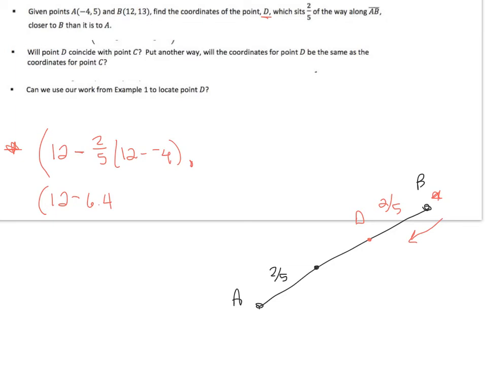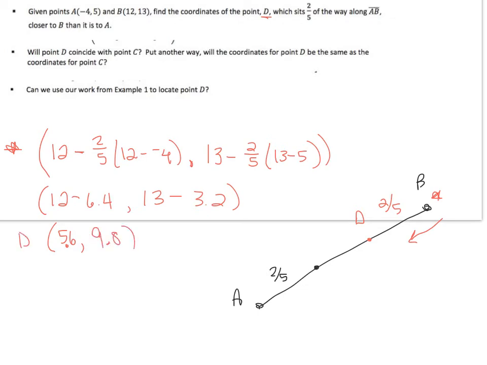The y value is going to be 13 minus 2/5 of 13 minus 5, which is going to be 13 minus 2/5 of 8. 2 divided by 5 times 8 is 3.2. Of course, it's half, duh. So that gives me a value of 12 minus 6.4, 5.6 is my x-coordinate, and my y-coordinate, 9.8. That is point D.